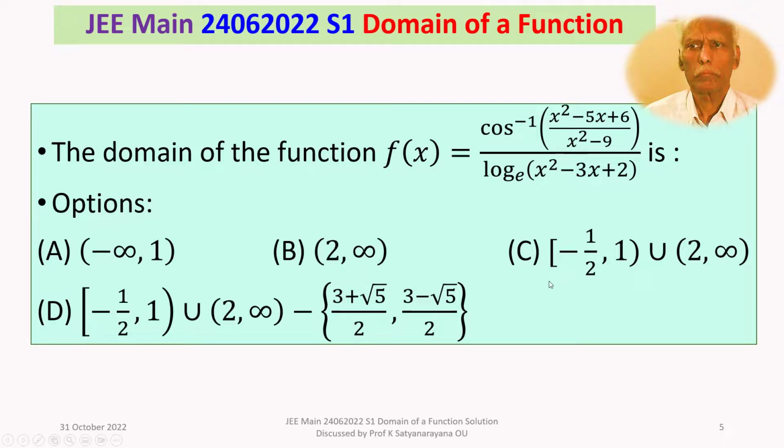Option C, the interval minus 1 by 2 to 1, closed at minus 1 by 2 end, union the open interval 2 to infinity. Option D, the interval minus 1 by 2 to 1, closed at minus 1 by 2 end, union the open interval 2 to infinity, minus the set consisting of two elements, 3 plus root 5 by 2 and 3 minus root 5 by 2.